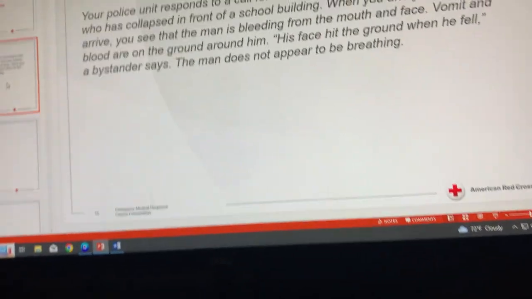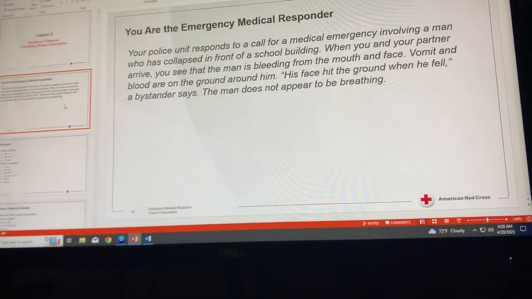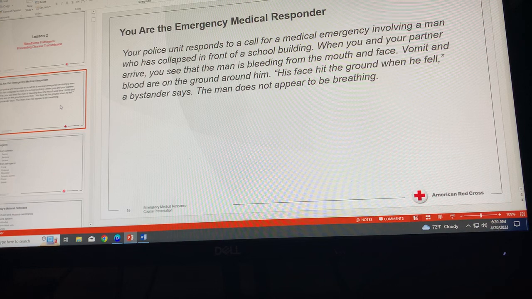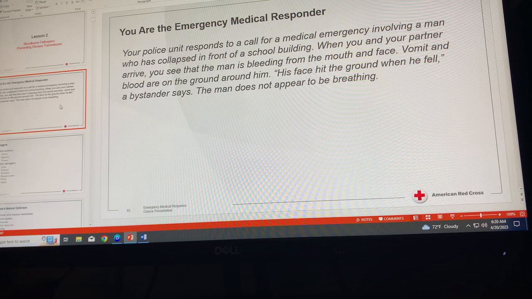Okay, let's look at this scenario here. Your police unit responds to a call for a medical emergency involving a man who has collapsed in front of a school building. When you and your partner arrive, you see that the man is bleeding from the mouth and face. Vomit and blood are on the ground around him. His face hit the ground when he fell. A bystander says the man does not appear to be breathing.